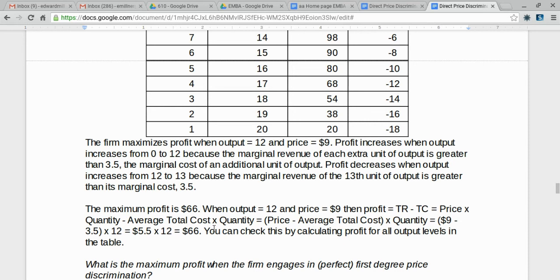The next question is, what is the maximum profit when the firm engages in first-degree price discrimination? Take a minute, form your answer, and stop the video. When you've got your answer, start the video again and see if your answer corresponds with mine.